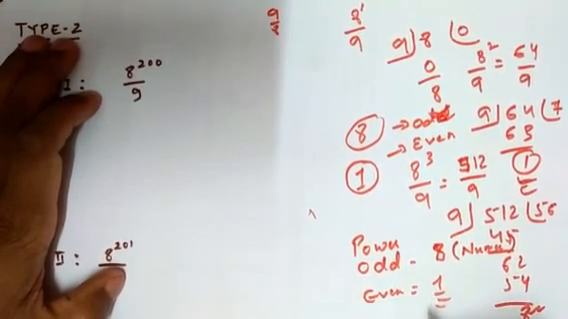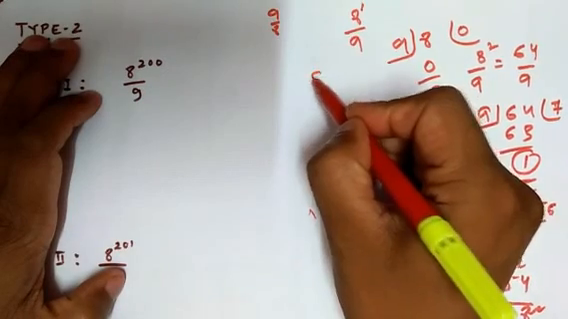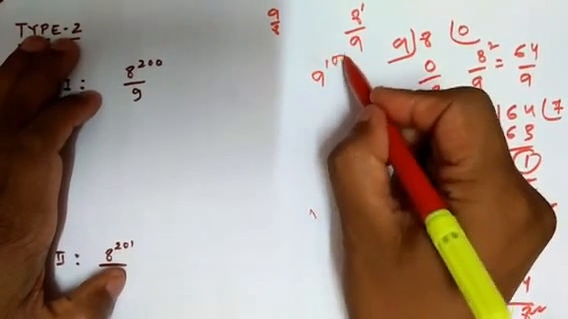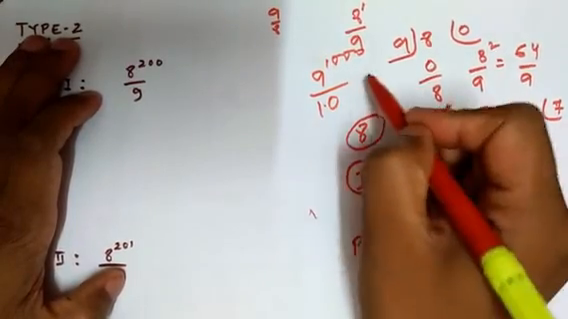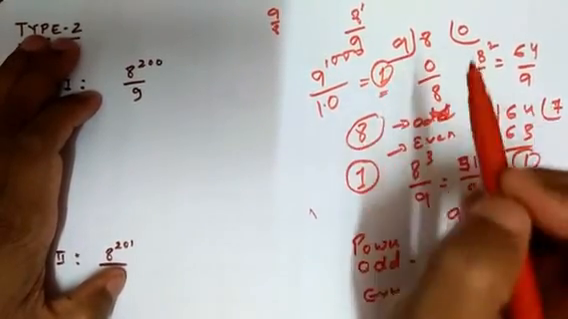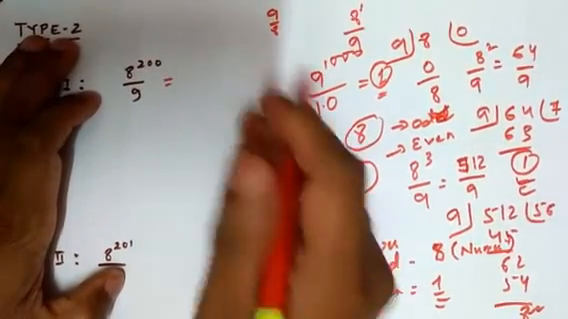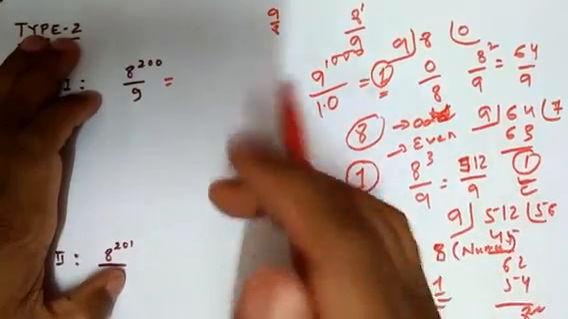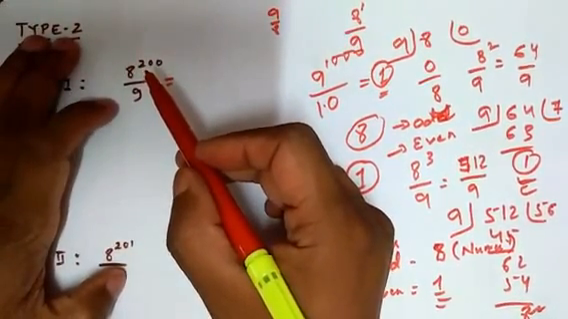Even if we say 9 to the power 1000 is divided by, let's say, 10, again the answer will be 1. There is no change in the answer at all. So from all this, we can understand the case when the difference between the numerator and denominator is 1.